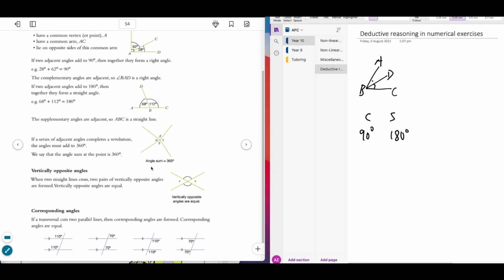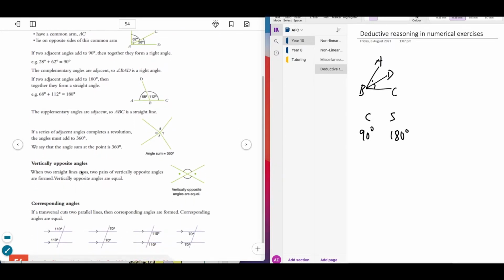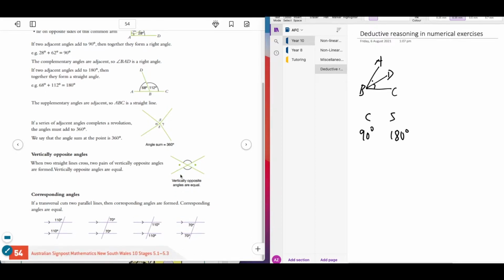Alright, next one, vertically opposite angles. So when two straight lines cross, two pairs of vertically opposite angles are formed. So in other words, this angle, the two dots, they are vertically opposite. And the two curves here, these two angles, they're also vertically opposite. And it's important to know that vertically opposite angles are equal. You don't need to know why, but they just are.